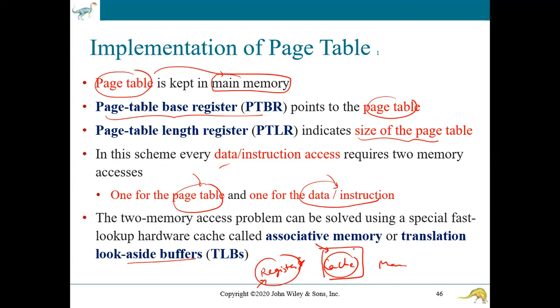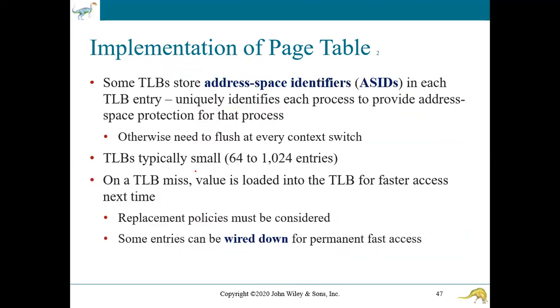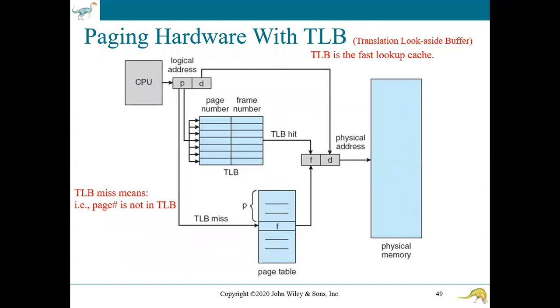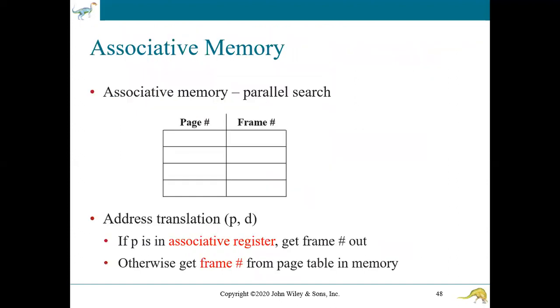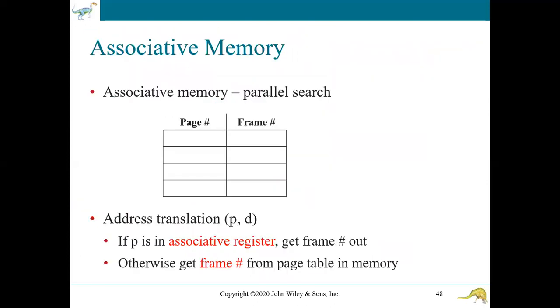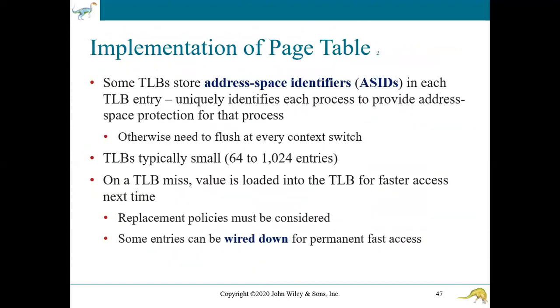And you create another table called the translation look-aside buffer. I have a figure for that somewhere, so I'll come back to that. That's the cache memory. So which means that you first look at the cache memory and only then access the main memory. So that's called the translation look-aside buffer, for address identification.